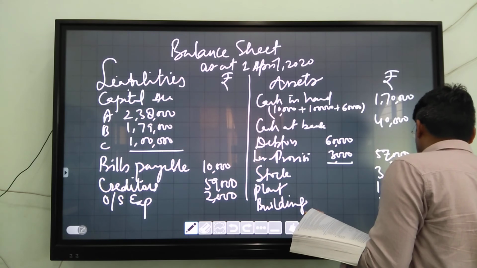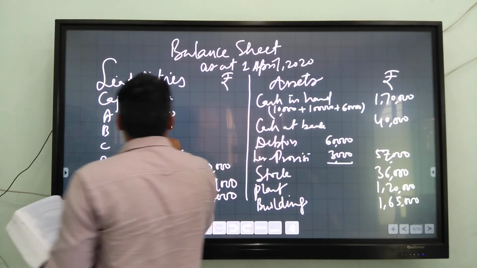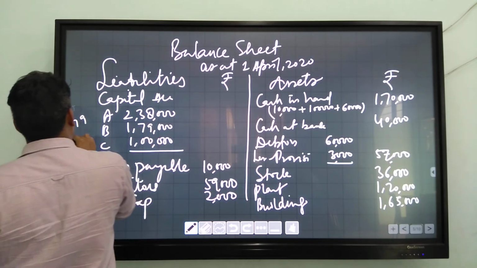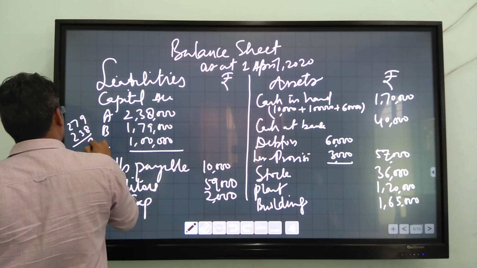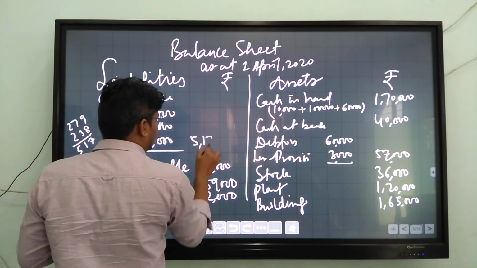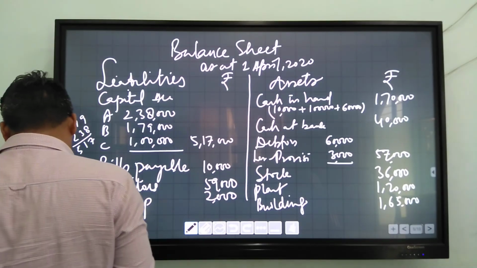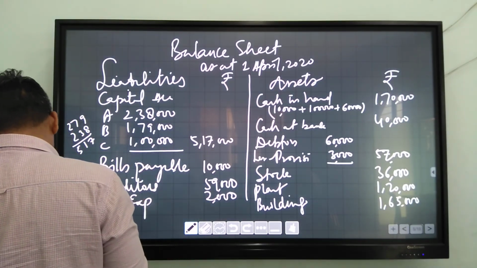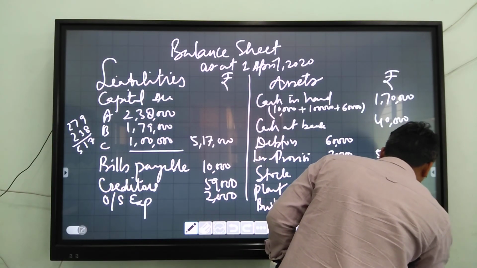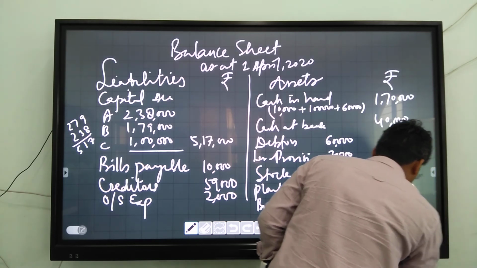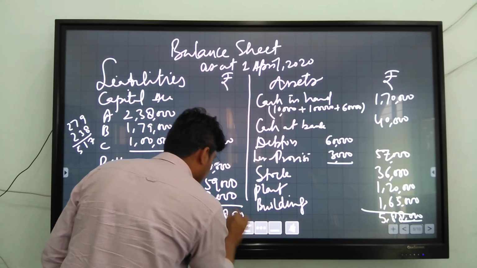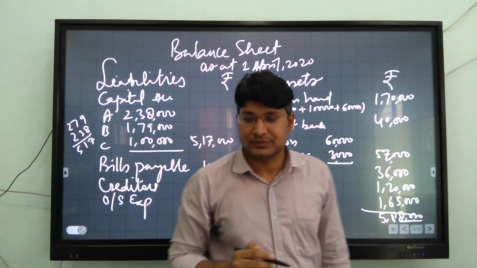1,65,000. And the total of the balance sheet is 5,88,000. 5,88,000. Okay, that's all. Thank you.